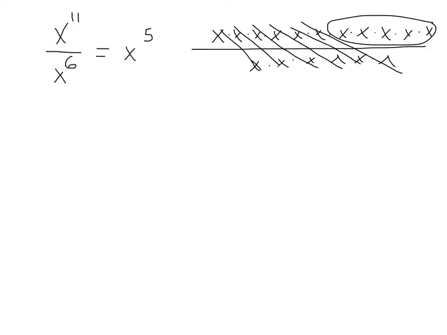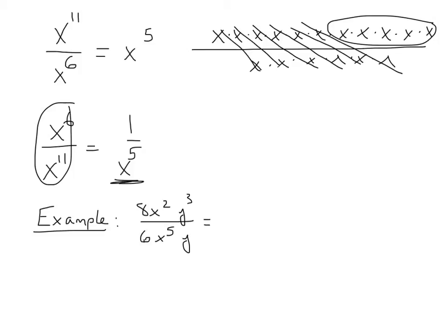And I could also have the inverse, where I could have x to the 6th over x to the 11th. That's going to be 1 over x to the 5th. Because again, I have 6 factors of x canceling out over here, leaving me 5 factors of x, but those 5 factors of x are going to stay in my denominator.